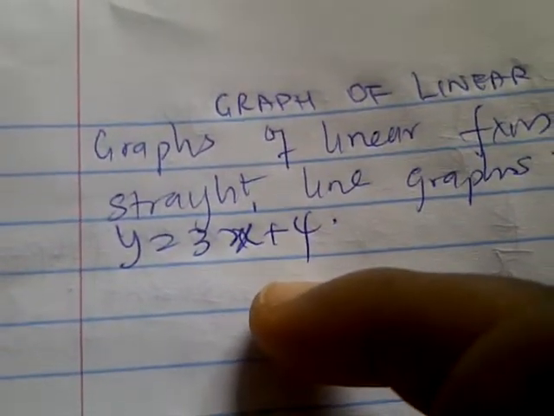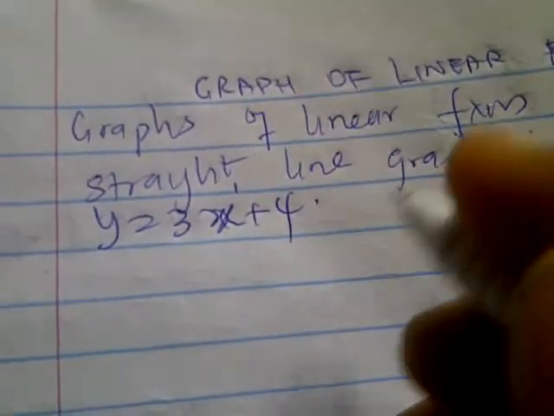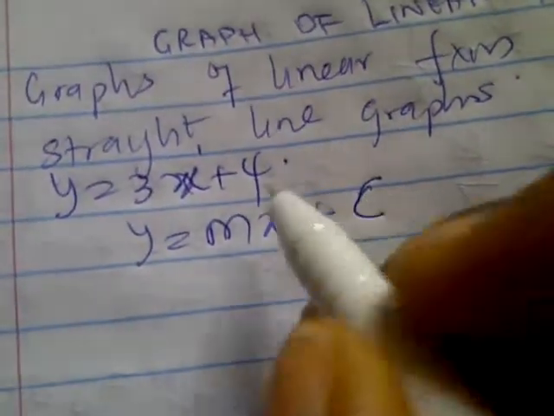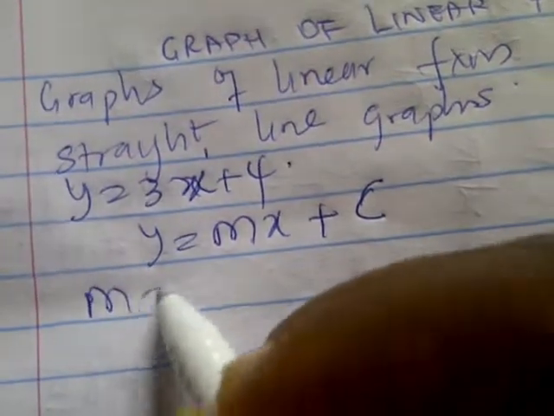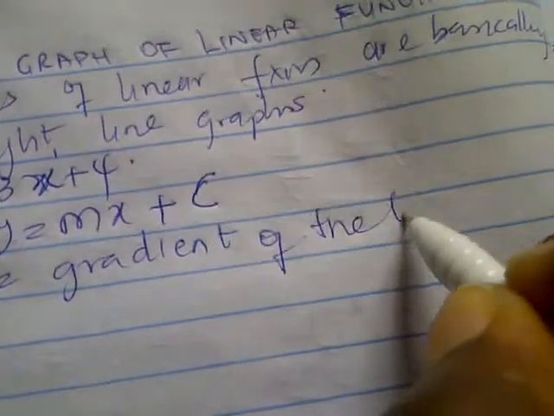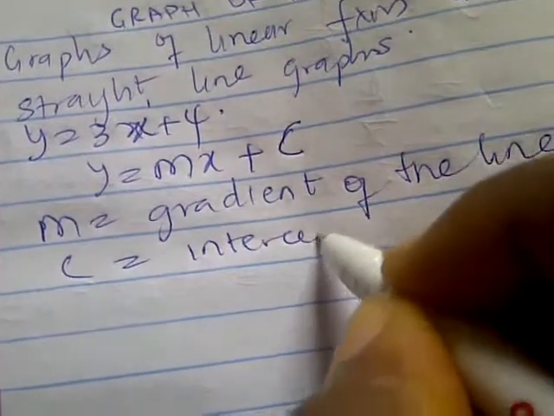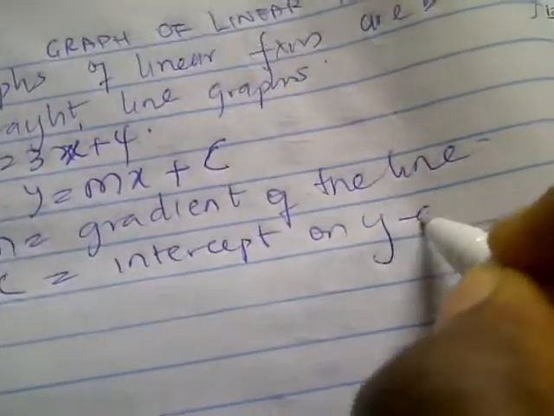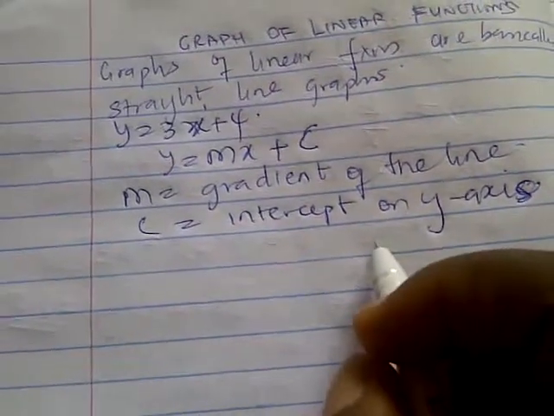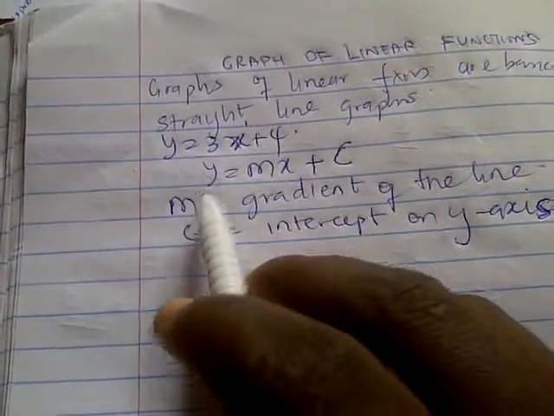Now the basic straight line graph formula is y equal to mx plus c. Now m is the gradient of the line, while c is the intercept on y-axis. Okay, that's where it touches the y-axis. Now this is basically the whole formula for straight line graph.